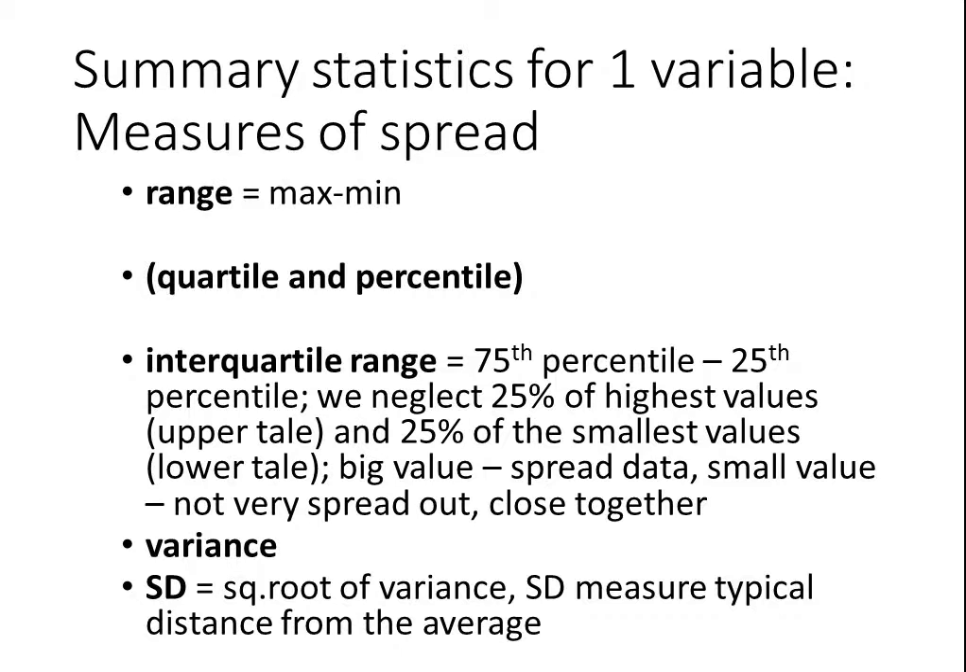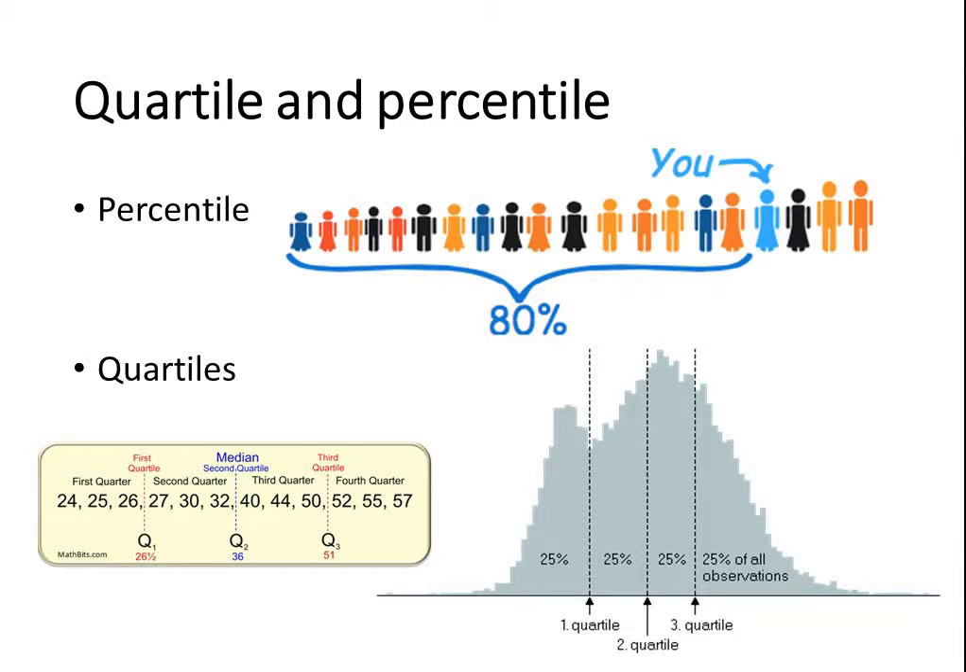Quartile and percentile are values as such, and they are not measures of spread as such, but the interquartile range is derived using percentiles. So what's a percentile? If you are taller than 80% of people in your city or in your class, you are at the 80th percentile when height data is considered.